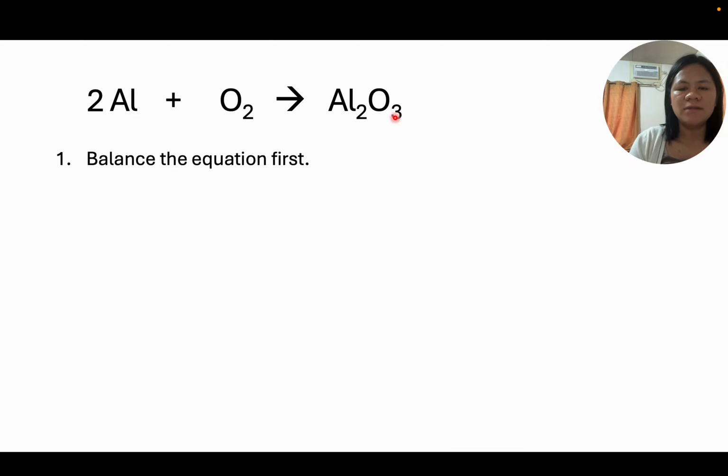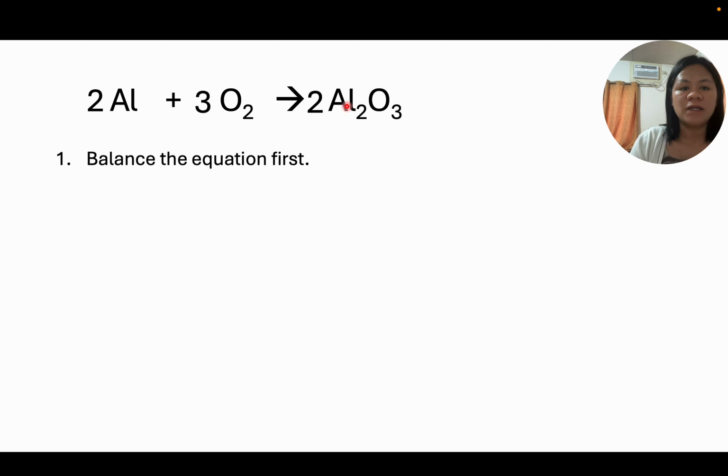Looking at the oxygen, we have to find its LCM since the numbers of atoms are 2 and 3. The LCM of 2 and 3 is 6. In order for us to make this a total of 6, we have to add 3 as a coefficient. 3 times 2 is 6. And on the other side, we have to add 2. 2 times 3 is equal to 6.